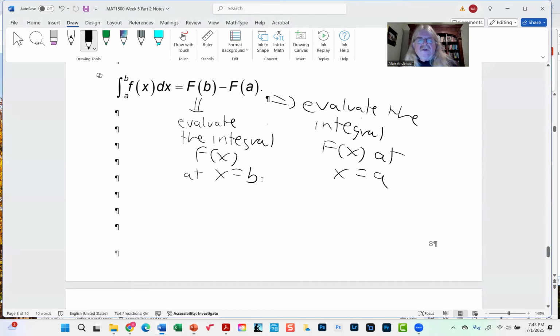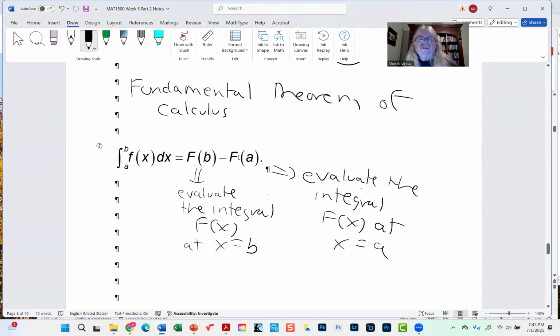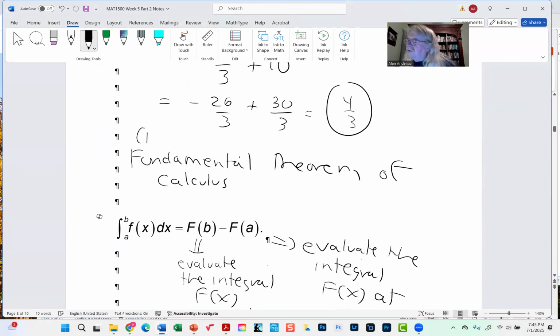So that's the first, or sometimes it's just called the fundamental theorem of calculus. Sometimes it's called the first fundamental theorem of calculus. The second one is just an equivalent way of expressing the same thing. This is the one that we'll be using all the time.